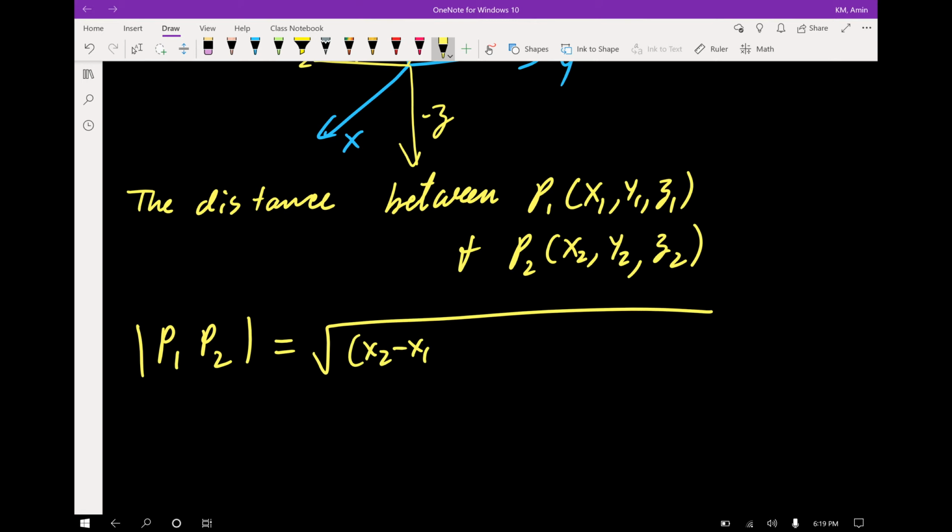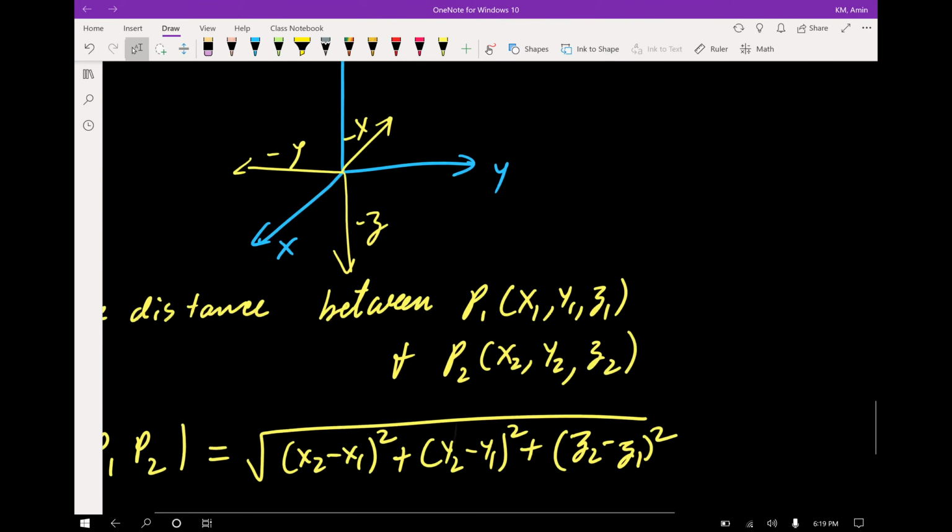X2 minus X1 square plus Y2 minus Y1 square, oh sorry, plus Z2 minus Z1 square. This is the plus you're looking at. Let me see if this shows up. Does it show up? That's the plus you're thinking about, right?